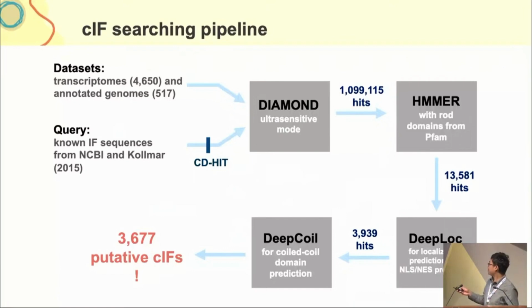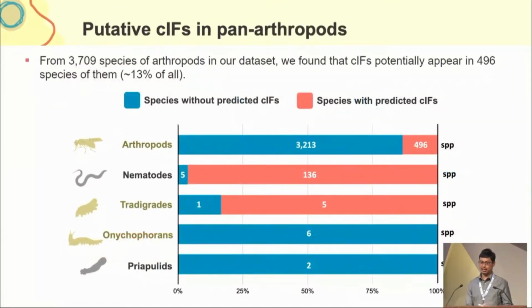So with all of this bioinformatic screening, we could eventually get about 3,600 putative cIF that also include the candidate from pan-arthropod. So now let's have a look at these putative cIF and see where they come from. From the three major groups of pan-arthropod, we only found putative cIF in the group of arthropod and tardigrade, not in onychophorans.